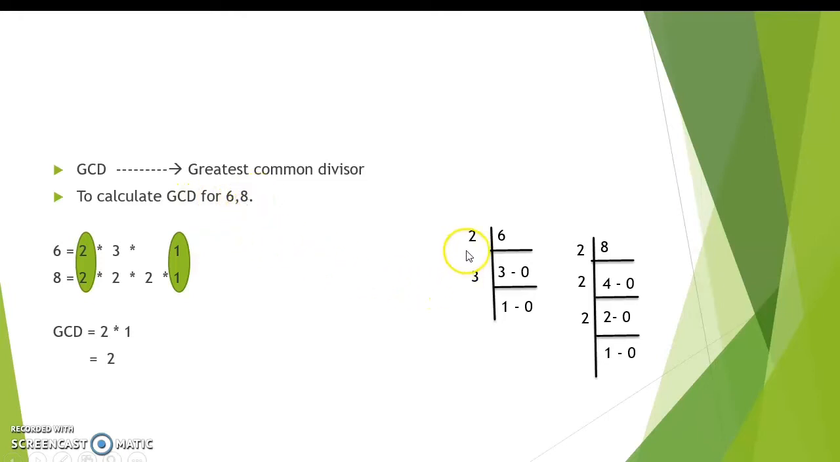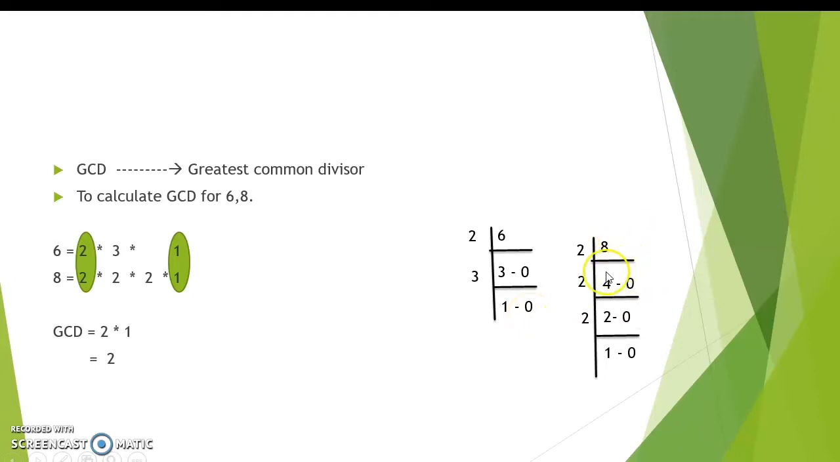How can we calculate it? First you find the prime factors of these numbers. First I will find the factors of 6. The GCD calculation we start from the smallest number. So the number is 6. 6 divided by 2: 3 2s are 6, the remainder is 0. Again 3 divided by 3, the quotient is 1 and the remainder is 0. So we divide the number 6 and get the quotient and remainder values.